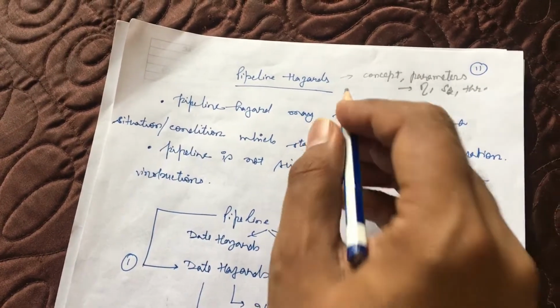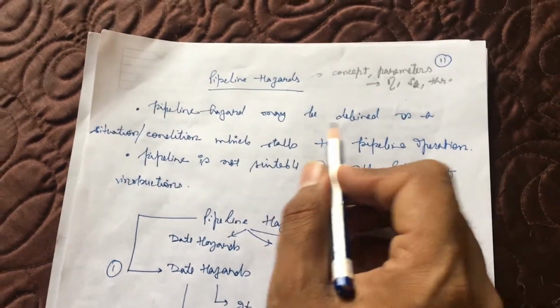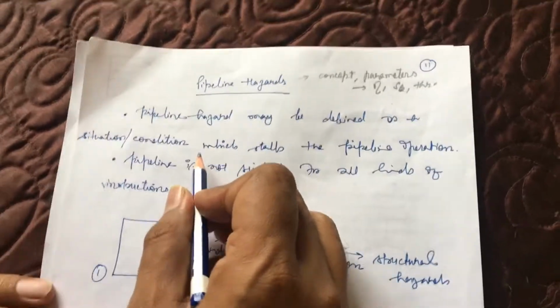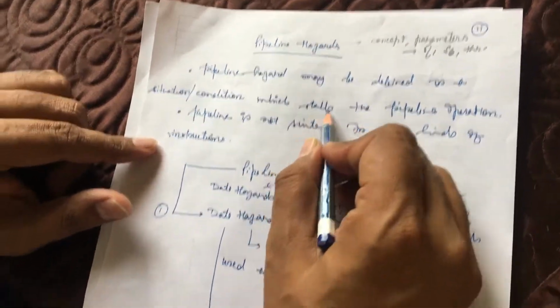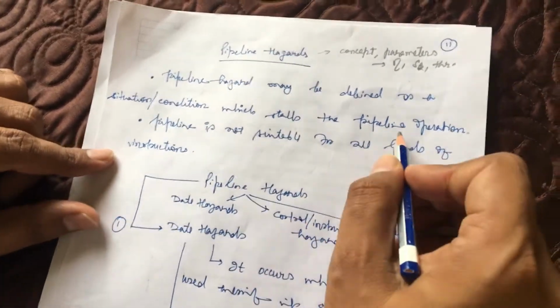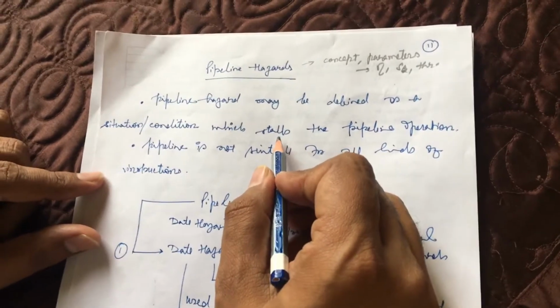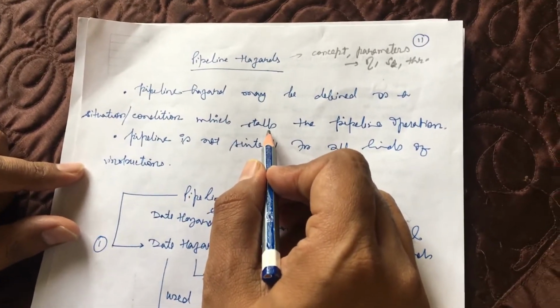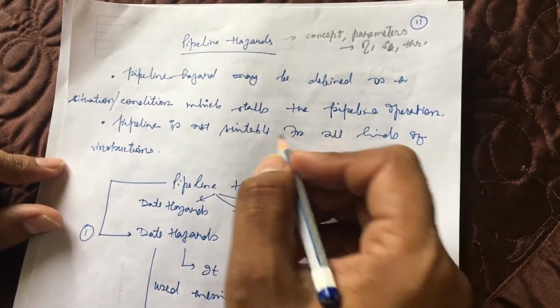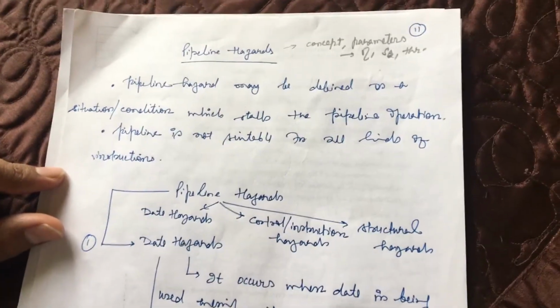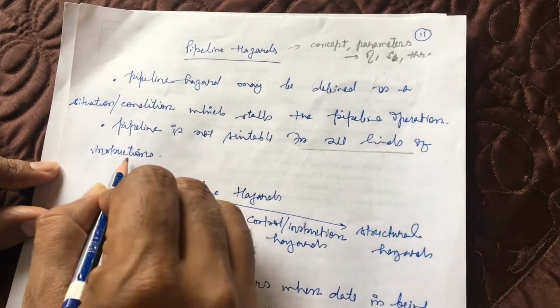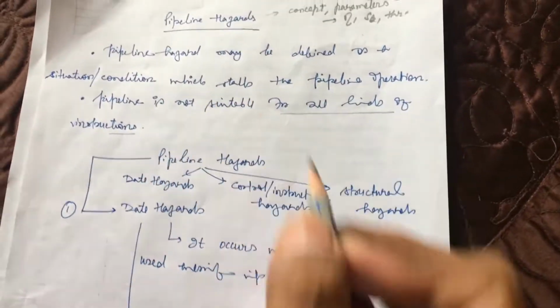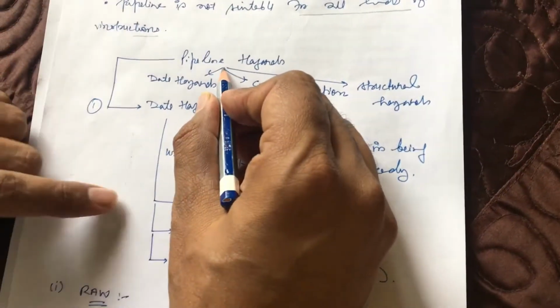Pipeline hazards may be defined as a situation or condition which stalls the pipeline operation. Stall is the standard term used in the context of pipelining, which means we are delaying the pipelining operation. So one of the disadvantages of pipelining is that it is not suitable for all kinds of instructions. And pipeline hazards are further divided into three categories.